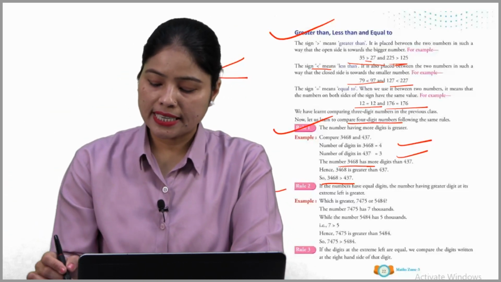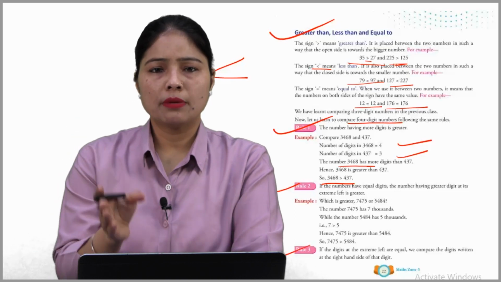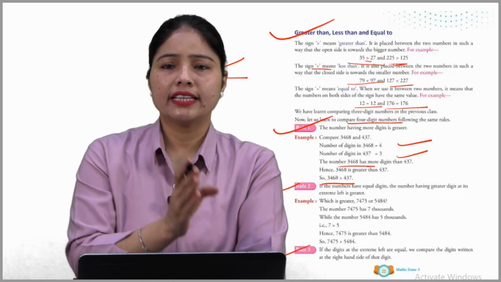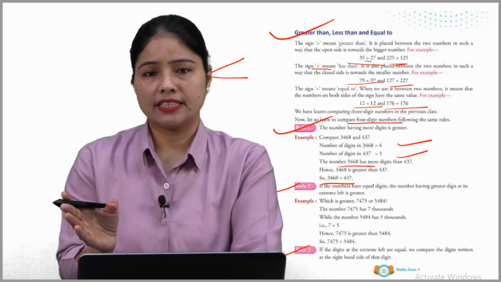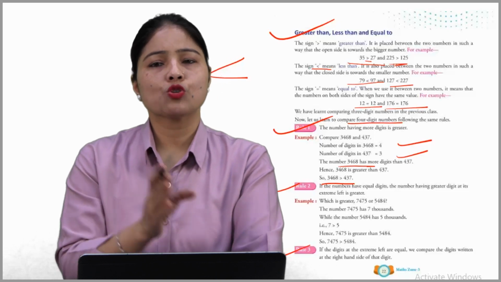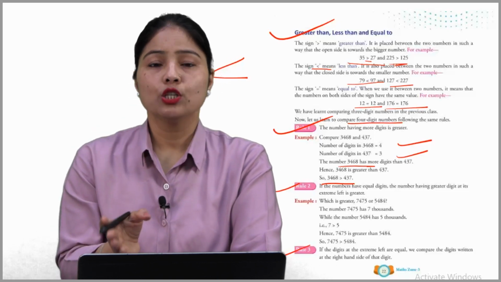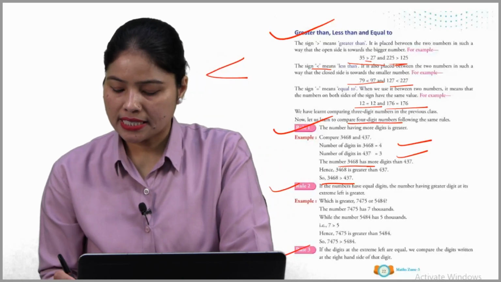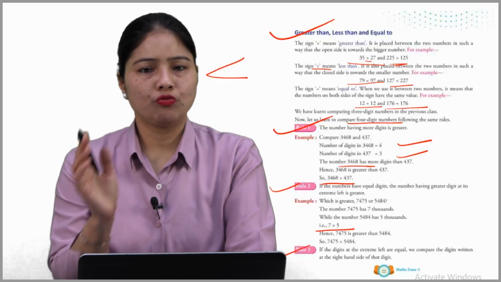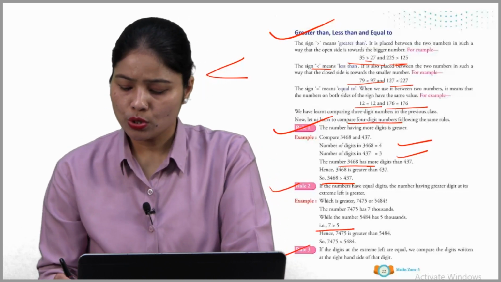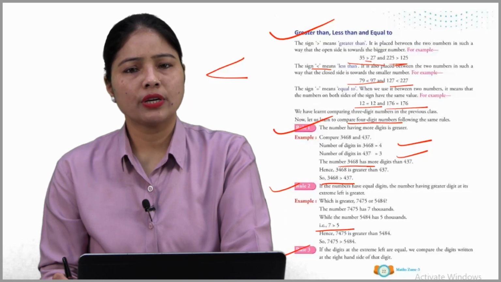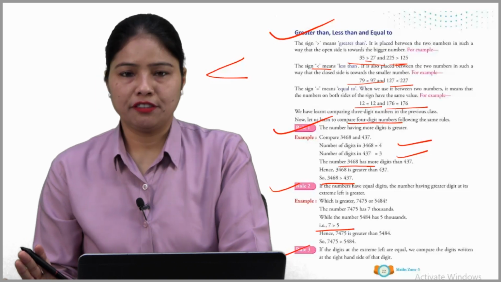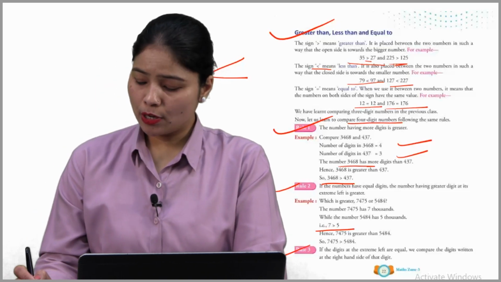So this is rule number 2. Rule number 2 is: if the numbers have equal digits, the number having the greater digit at its extreme left is greater. If both numbers have the same number of digits, then the number with the bigger digit at the extreme left is the bigger number. For example, 7 and 4. We know that 7 is greater than 4. So hence 7475 is greater than 4845. So these are the other examples of that one.